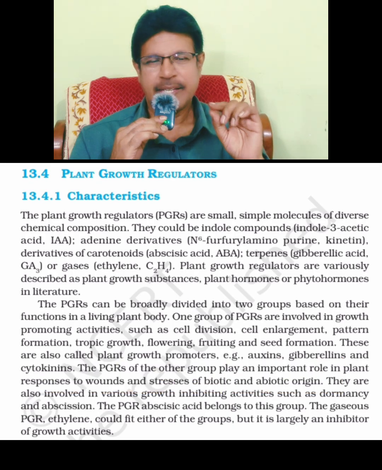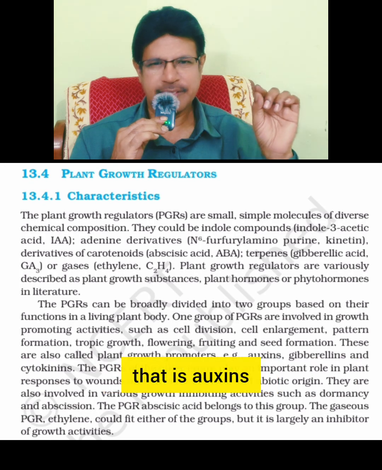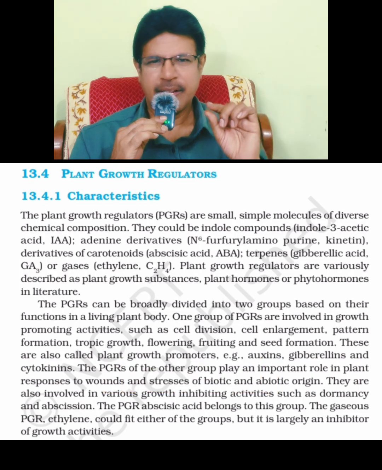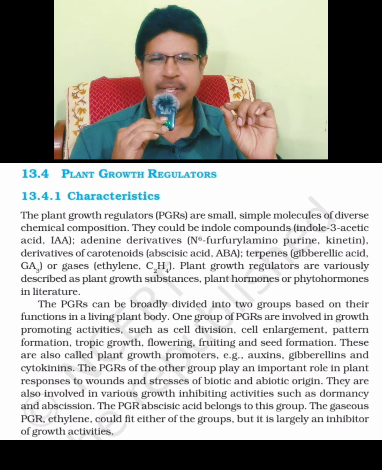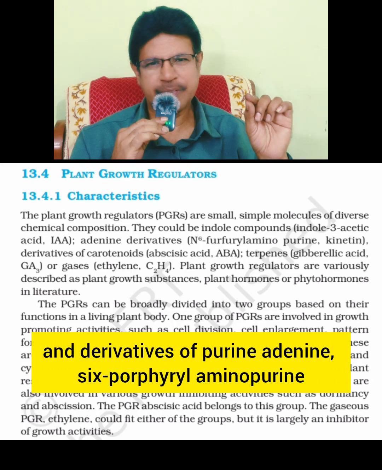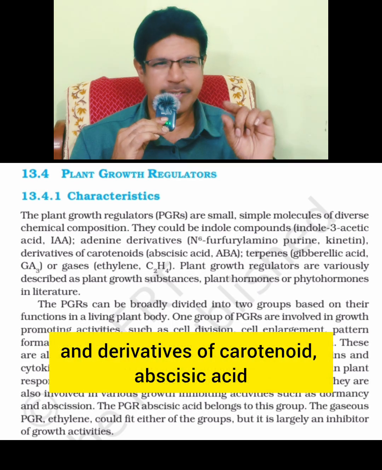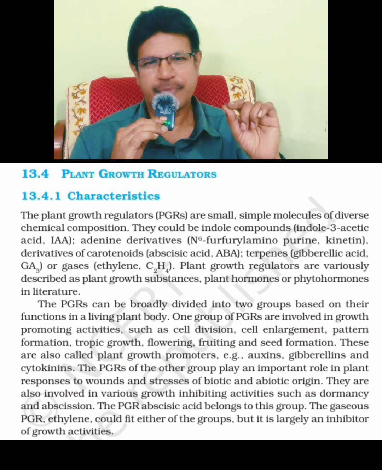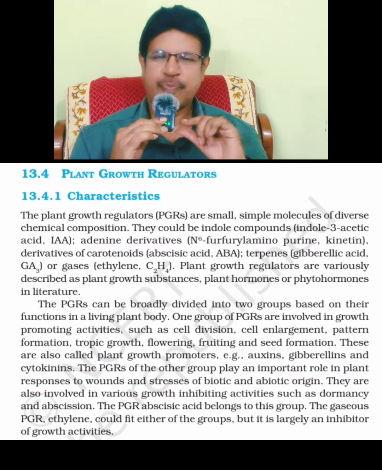Next, the chemical nature of these hormones. Indole compound, that is auxins, and terpenes, gibberellic acid, and derivatives of purine, adenine 6-furfurylaminopurine, that is cytokinin, and derivatives of carotenoid, abscisic acid, and the other gaseous phytohormone, it is ethylene.